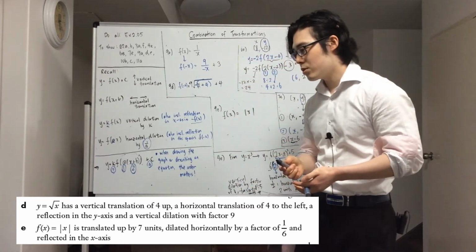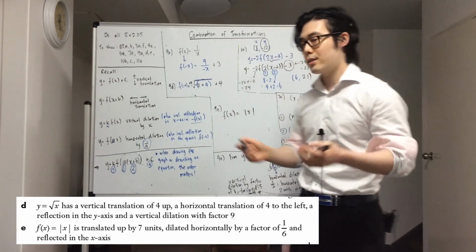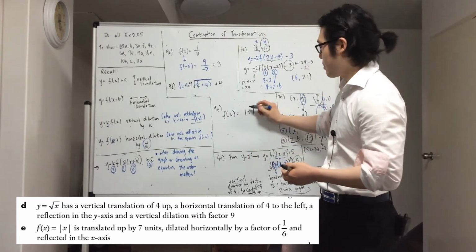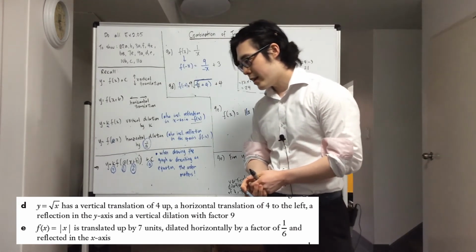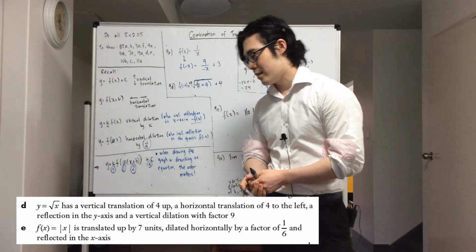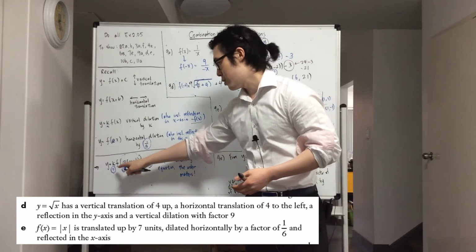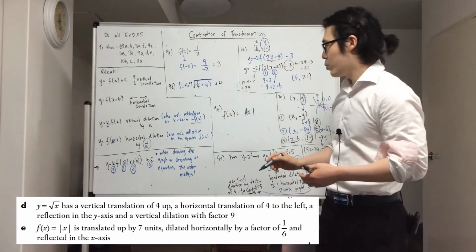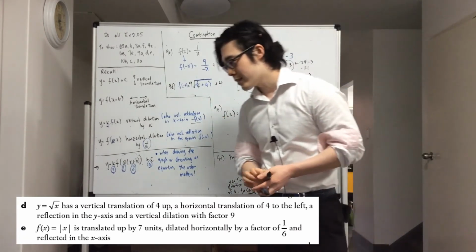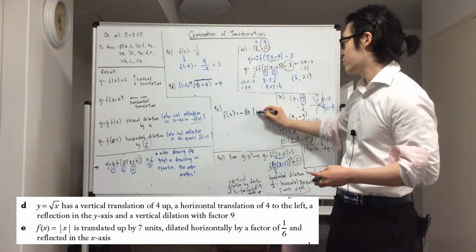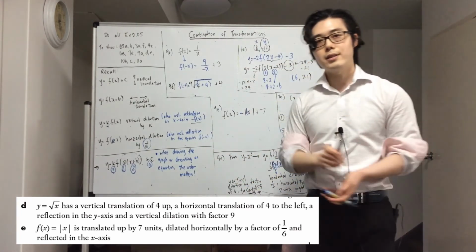So the horizontal dilation is what we want to do first, which in this case says 1/6, so that means we want to put 6 inside next to the x. And then reflected in the x-axis is your next step, which is your vertical dilation, which just means you're putting a minus in front of the whole thing. And then lastly, translate up by 7 units. So that's what you want to do. If it says in order, you're following that.